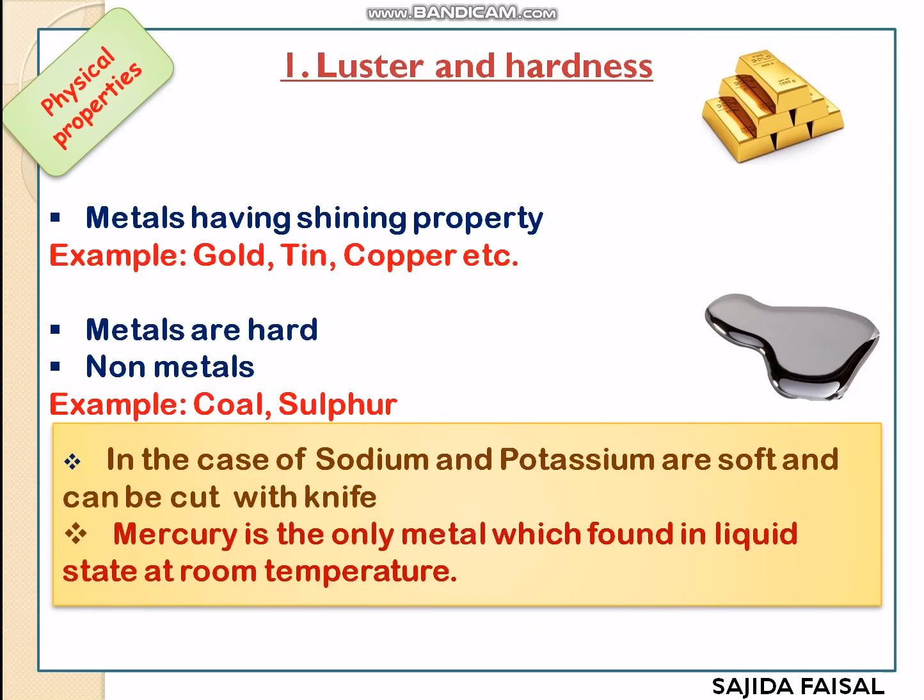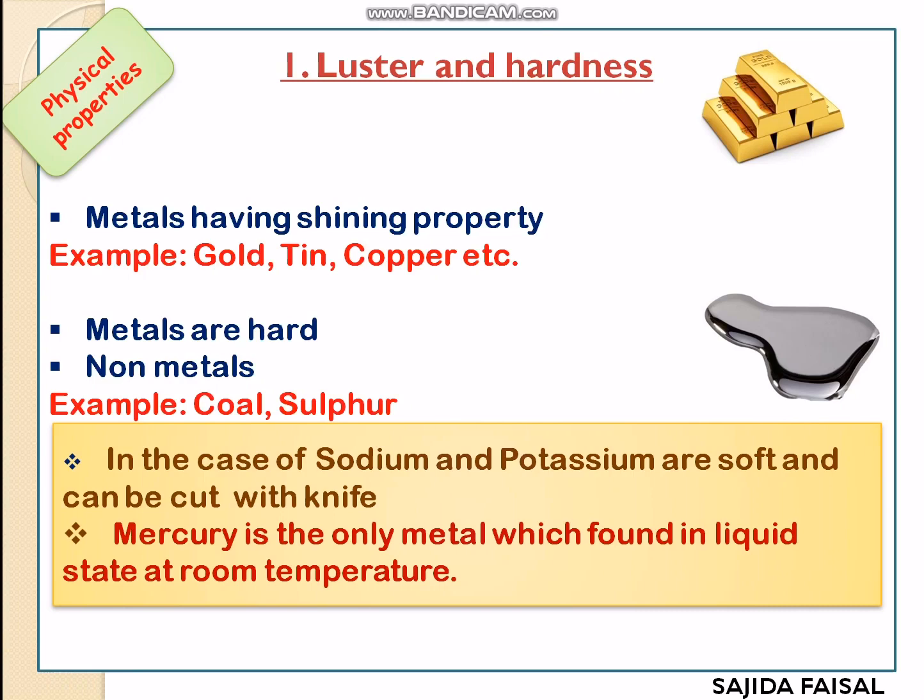The first property of metals is luster and hardness. Luster means the shining property. Only metal has the shining property. If you take gold or aluminum, all of them have this shining property, which is called luster. In the same way, gold, aluminum, copper, nickel are very hard. But non-metals like coal and sulfur are soft, or only a little hard. We can break coal and sulfur very easily.